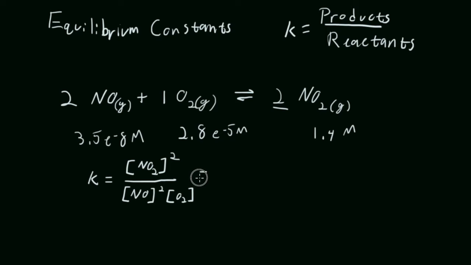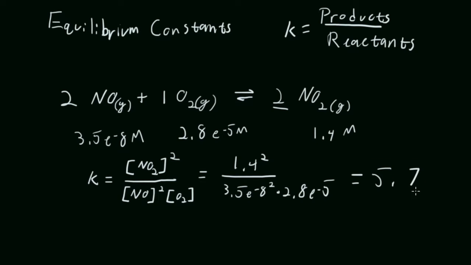So then that's going to be 1.4 squared divided by 3.5 E negative 8 squared times 2.8 E negative 5. So let's calculate that. That'll give me an equilibrium constant of 5.7 E19. There we go. Let's do another one.